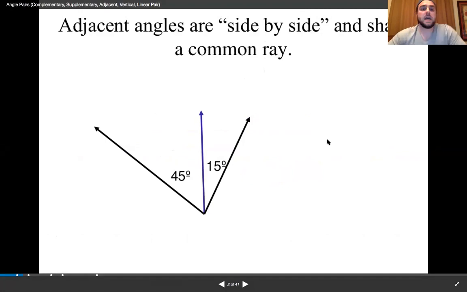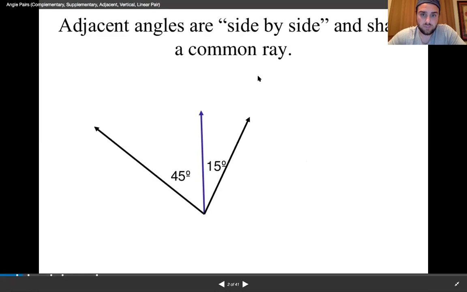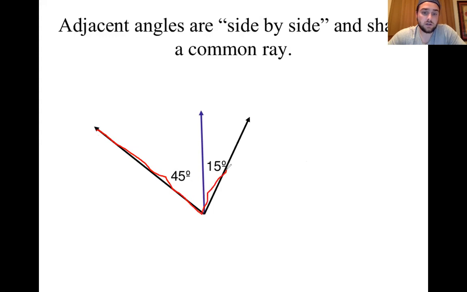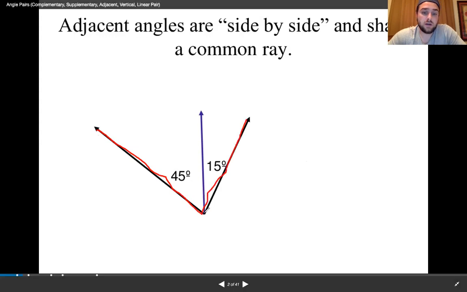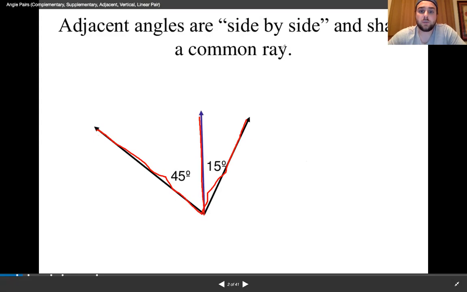Okay, so adjacent angles are side by side and they share a common ray. What do I mean by that? If you look here, this angle is right next to this angle, and they're sharing this common ray right down the middle of them. Okay, that's all that means. Let's show you a couple more examples of it. If you click over to next.